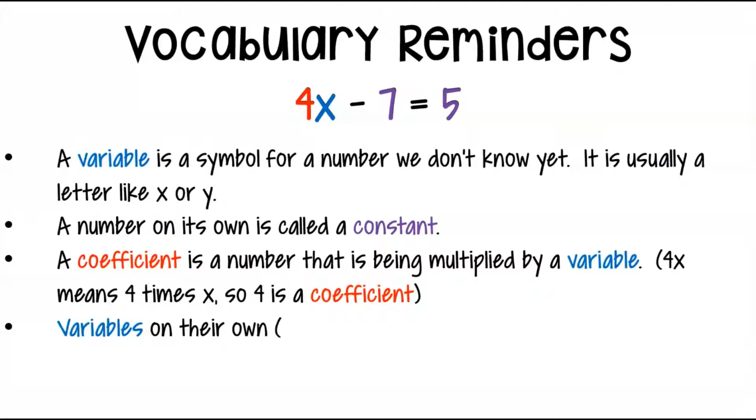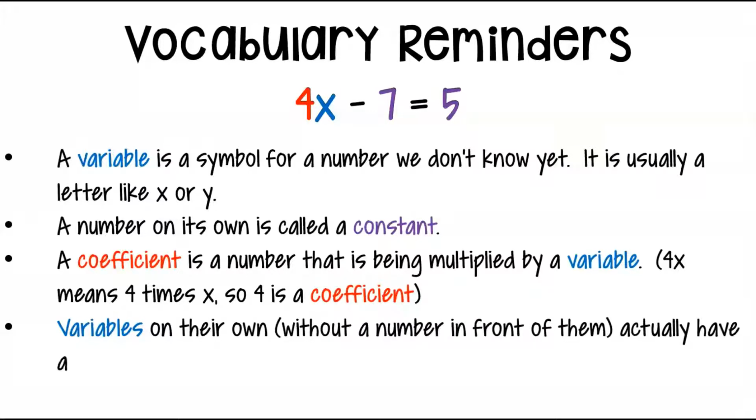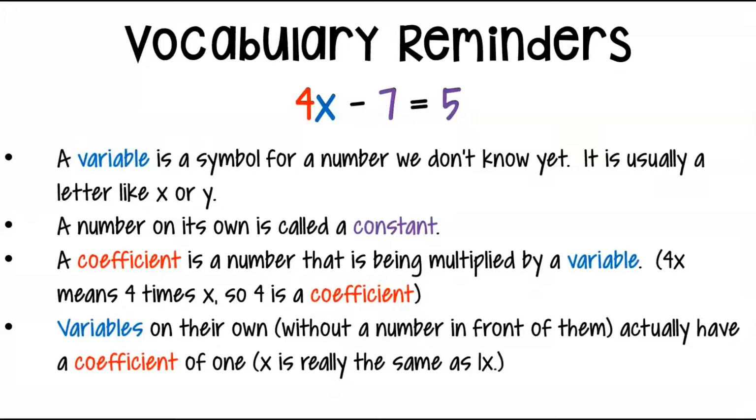And variables on their own, so without a number in front of them, actually have a coefficient. We just don't usually write it. The coefficient there is 1, so x is really the same as 1x. All right, now let's talk about what makes something a solution to an equation.